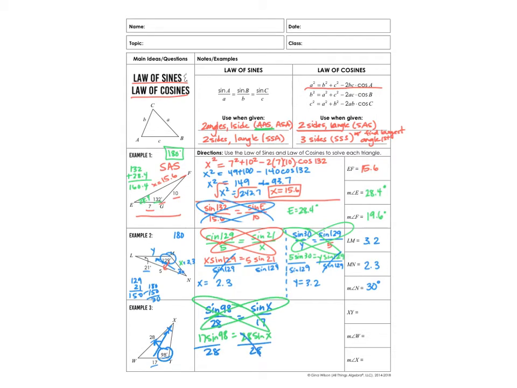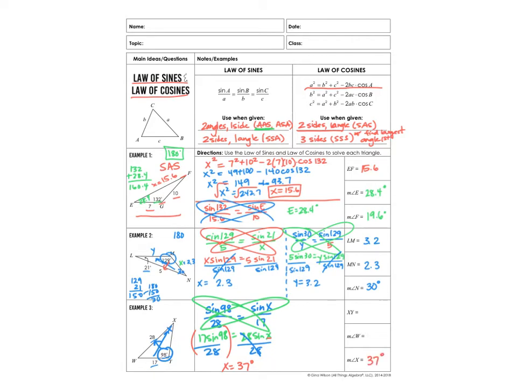Now remember to find the angle measure, you need to do inverse sine. So it's going to be the sine of -1, and this is going to be in your parentheses. So shift sine 17 times the sine of 98 divided by 28. And that is 36.95, which we're going to round to 37 degrees. Okay, now let's figure out what that was. That was angle x. So 37 degrees.